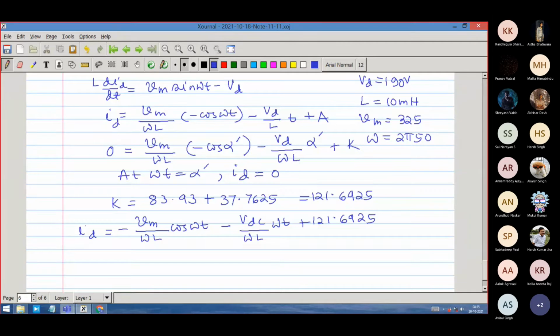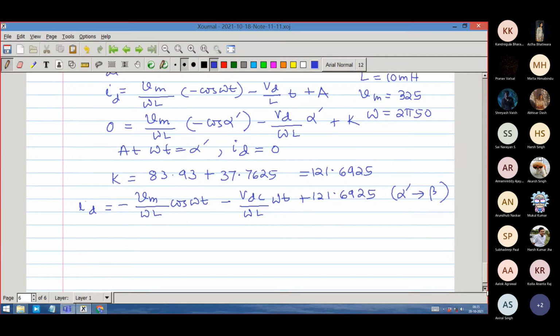Only in that situation the current will be given by this expression, and subsequently the current is 0. That means it is valid between alpha dash to beta, this duration. Not in time, in angle, this expression is valid, and we intend to know at what angle beta it will come back to 0.